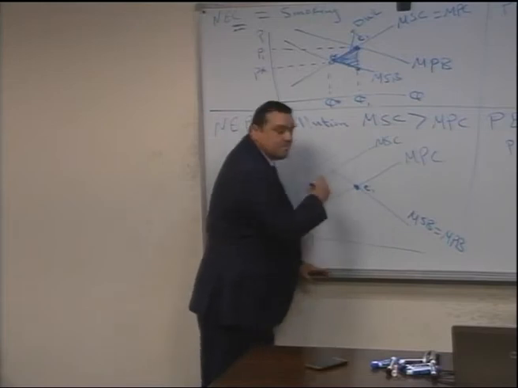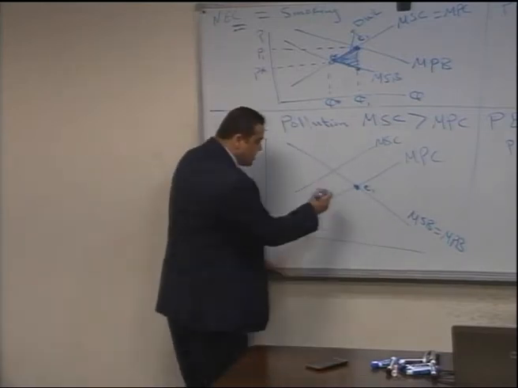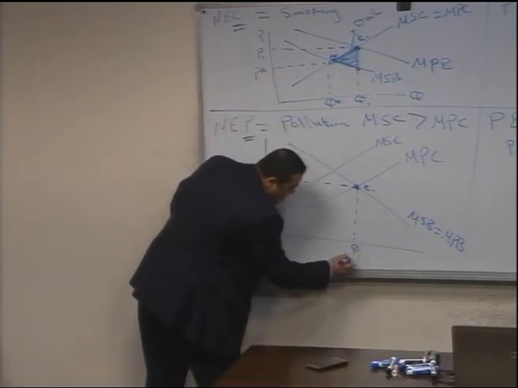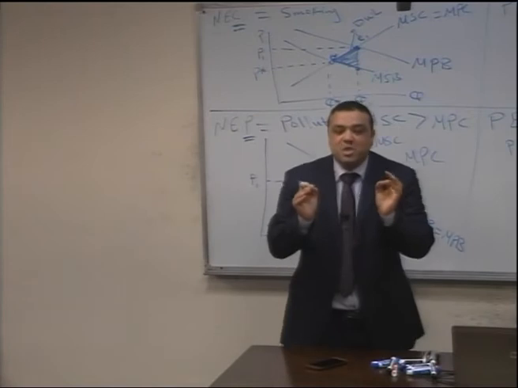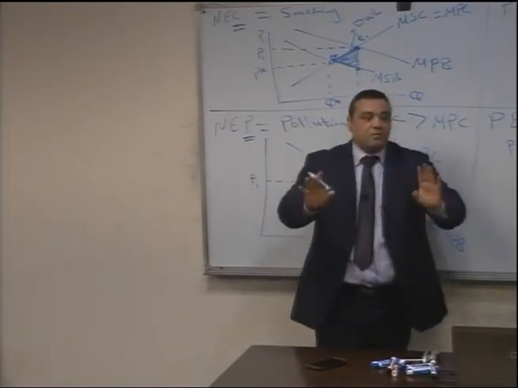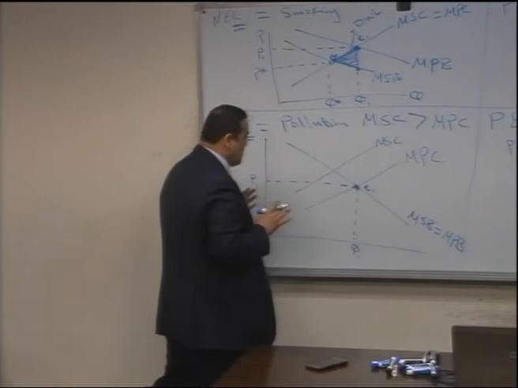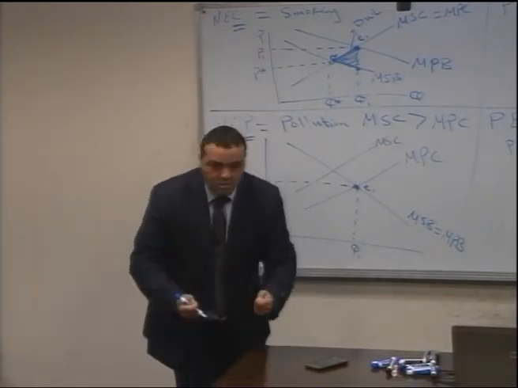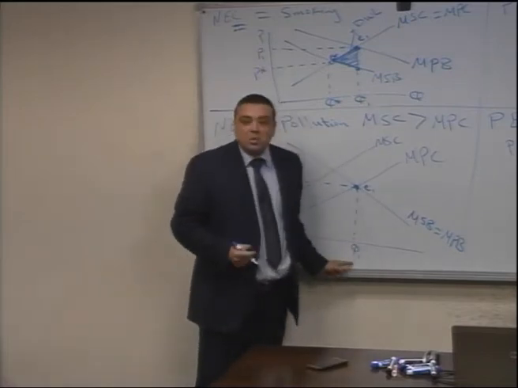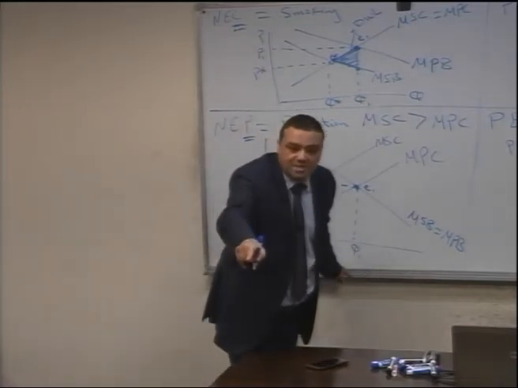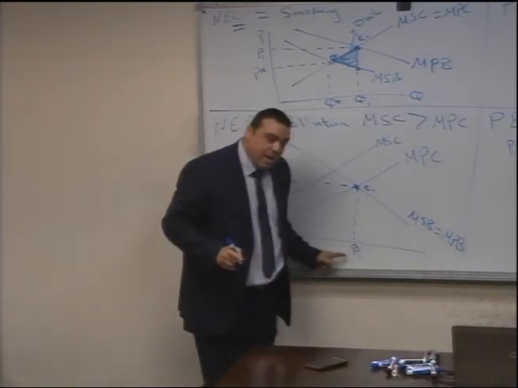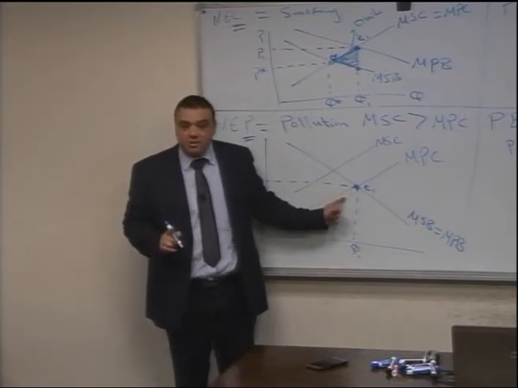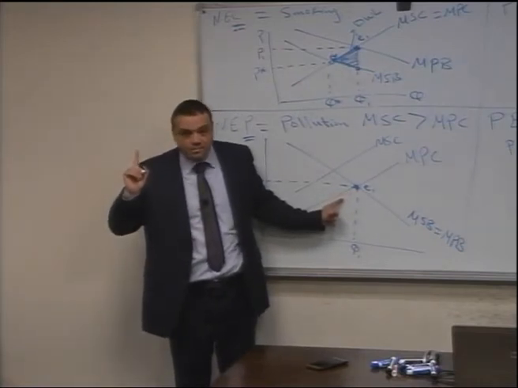So this is E1, here's P1, Q1. This is the most efficient point for the private sector, not for the community. Which means that the private sector produces at Q1, which maximizes their profits. This point maximizes the profits for the private sector, not for the community. Okay?